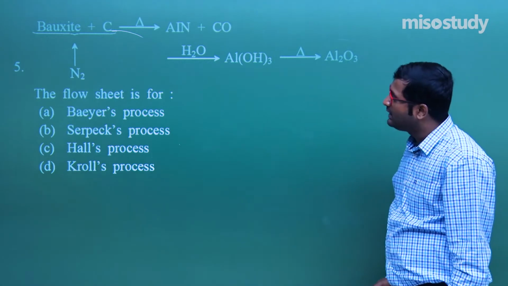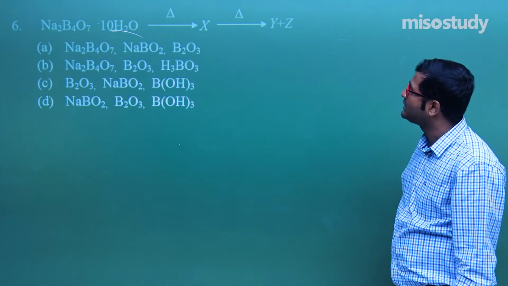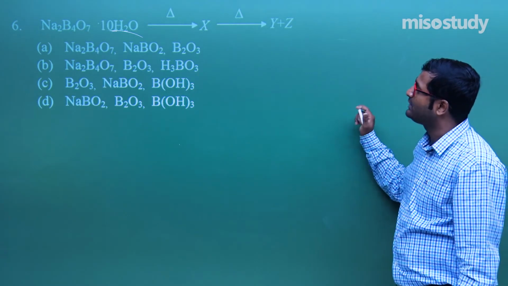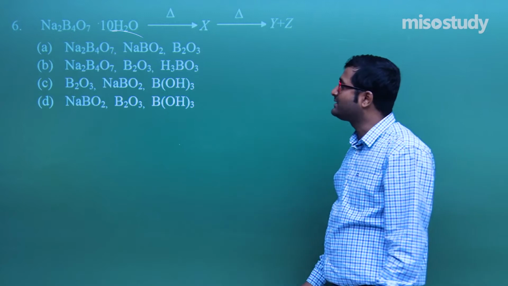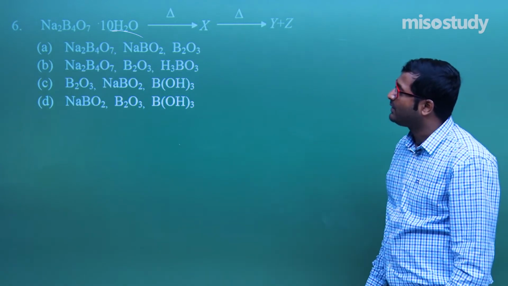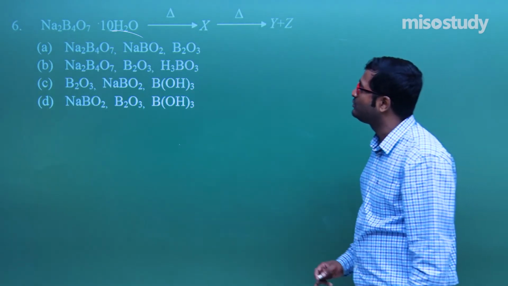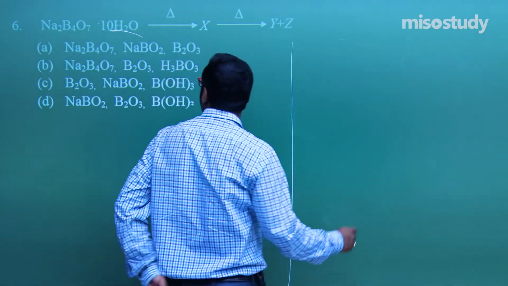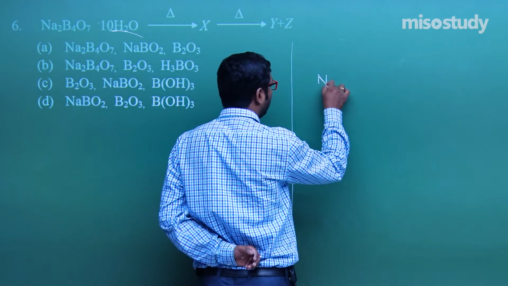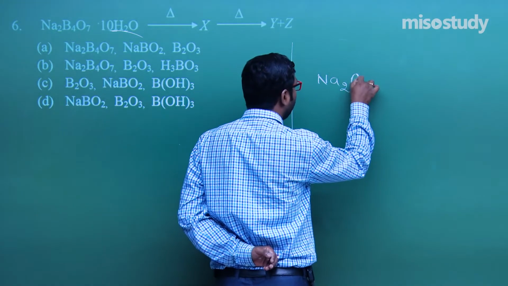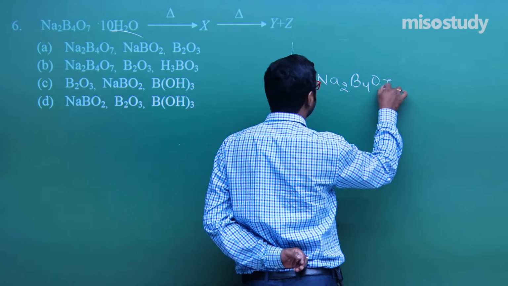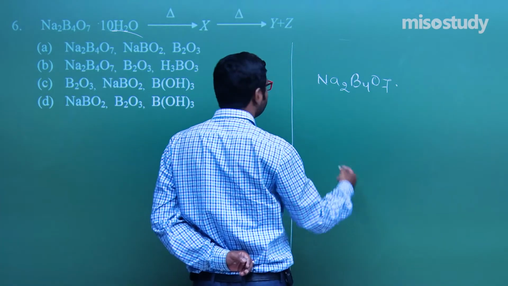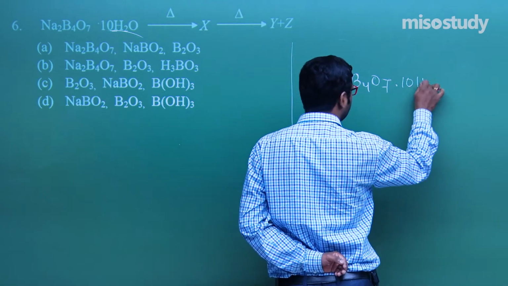Now let's move to the next question. What is the next question? Look at Na2B4O7·10H2O. What will happen in this case? Sir, if I talk about Na2B4O7·10H2O, this is bauxite. Clear? Sorry, pardon friends, this is not bauxite. So sorry, this is borax, Na2B4O7·10H2O, my mistake.